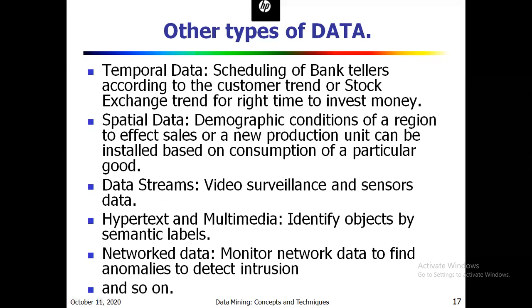Hypertext and multimedia data identify objects by semantic labels, and this is also frequently used on Google and YouTube. Network data is monitored for traffic to find intrusions over the network, and so on. There are many other applications for other data.